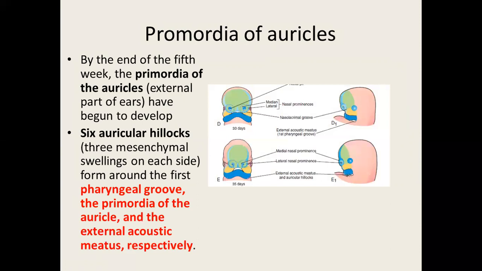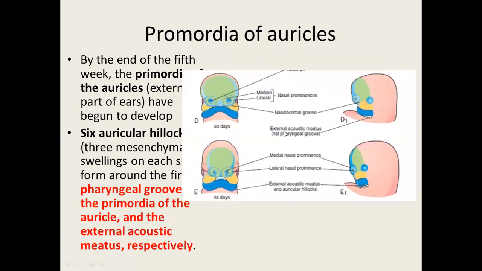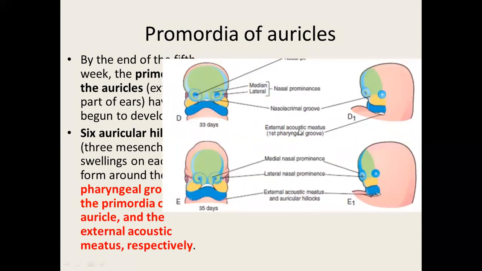Now the external ear, the primordia of the auricles. Over here you can see it better. This one is the lateral view. Over here is our first pharyngeal groove. By the end of the 5th week, the primordia of the auricle will appear. Then six auricular hillocks will develop along the pharyngeal groove, the auricular primordia, and the external acoustic meatus. The external acoustic meatus is derived from the first pharyngeal cleft.